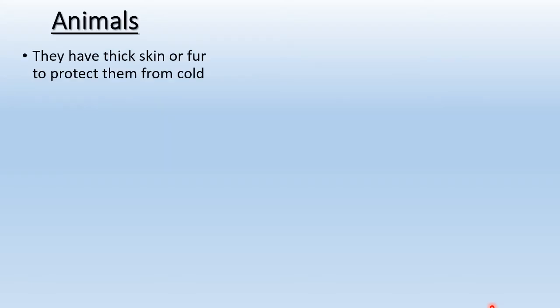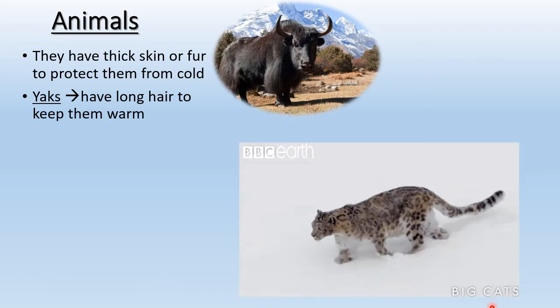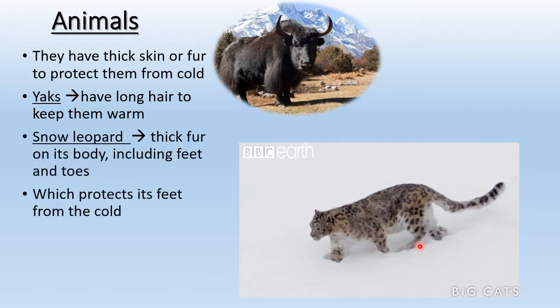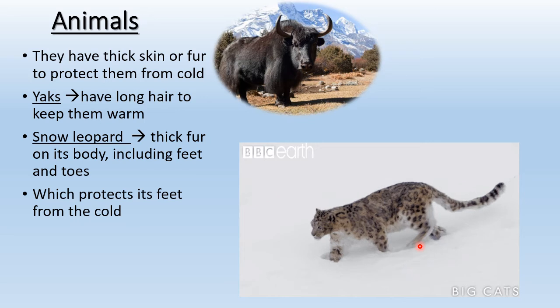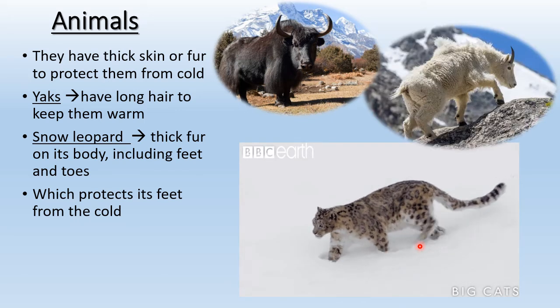Animals. They have thick skin or fur to protect themselves from cold. We have some animals like yaks. They have long hair to keep themselves warm. It's a snow leopard. It also has thick fur on its body, including the feet and toes, which protects its feet from cold.